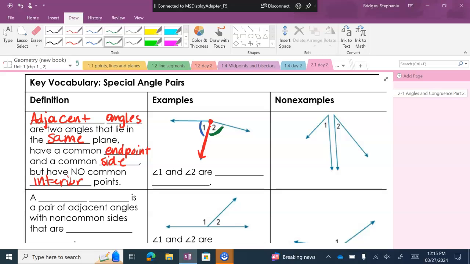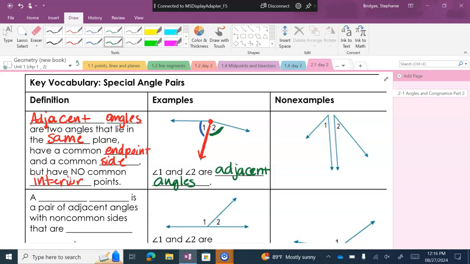So in this picture, angle 1 and angle 2 are what we call adjacent angles. Do you notice how angle 1 and 2 in the non-examples, like they're close to each other, but they don't actually touch? You see that? So even though they're next to each other, they don't touch, so they're not considered adjacent angles. Adjacent angles have to share one side, so they have to touch each other. Everybody okay with that?